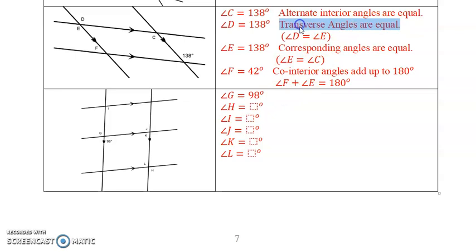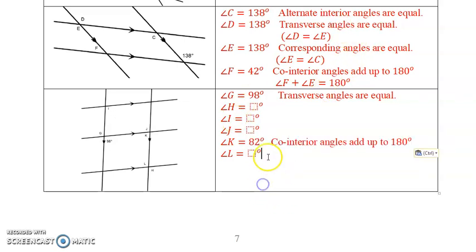because transverse angles are equal. So I don't have to put the angle that's equal to the angle because it's given. Again, that's how I show these. So angle K was equal to 82 degrees because co-interior angles add up to 180. 98 and K are co-interior angles. All right. So 180 subtract 98 would be 82.